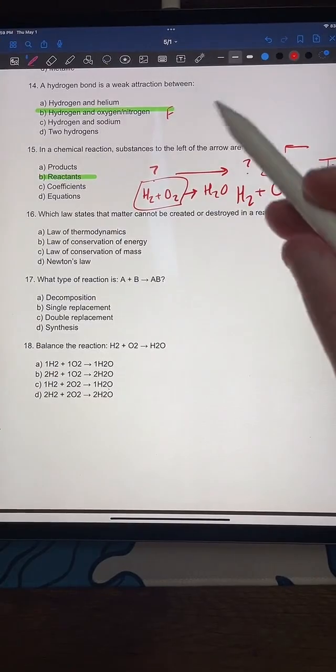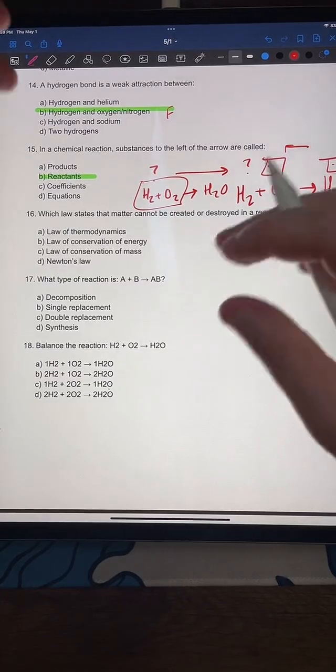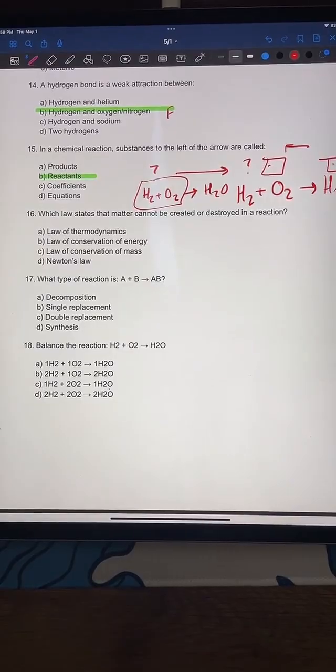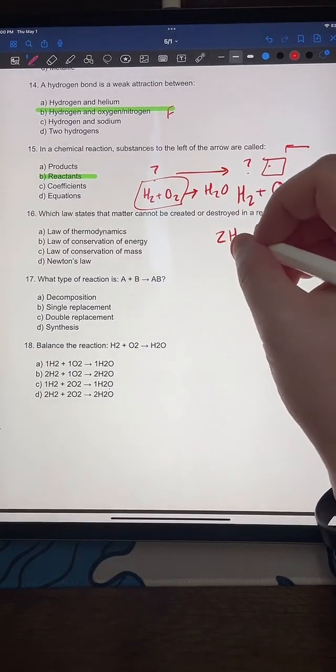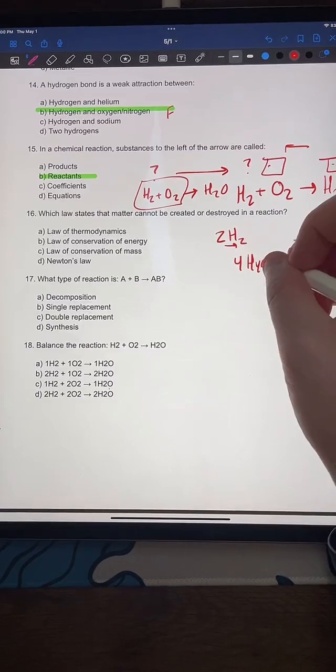Number 16, which law states that matter cannot be created or destroyed in a reaction? It can only be transferred. Coefficients refers to the numbers that are in front of the chemical formula, really used to balance equations. They multiply the entire molecule. So if you had 2H2, these would multiply, so you would have 4 hydrogen atoms.